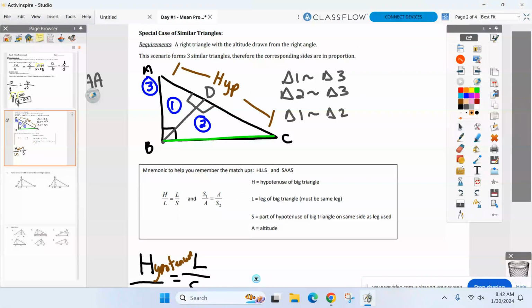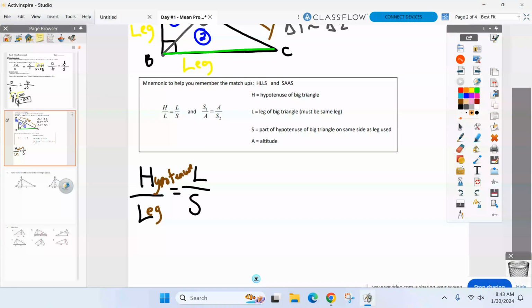Come on, what's going on here? It won't let me write on there. All right, leg. There we go. Leg. You ready? What about this L? Is that the other leg or the same leg?